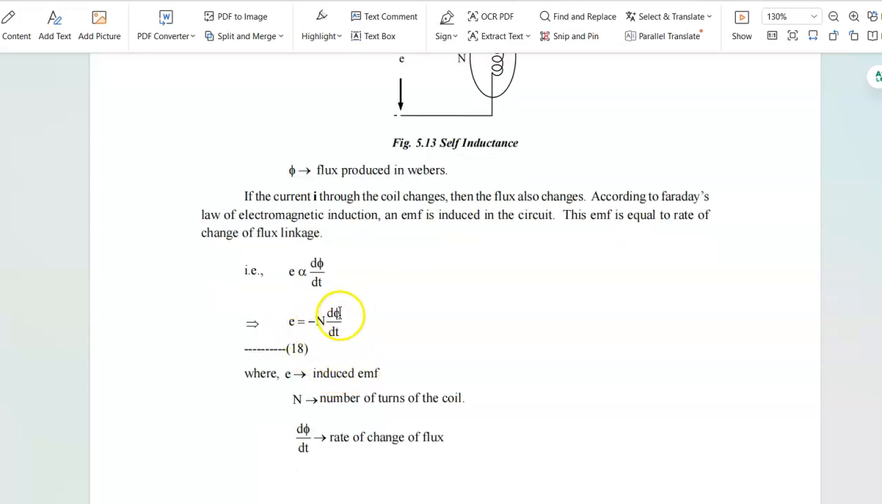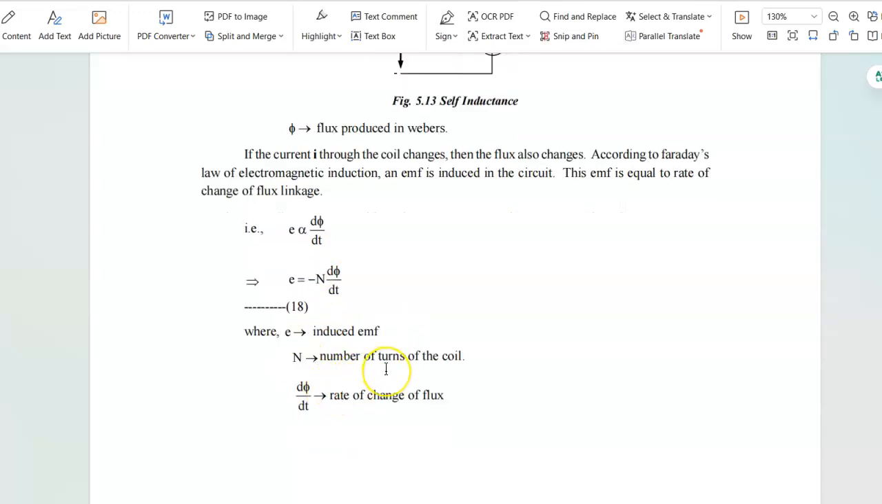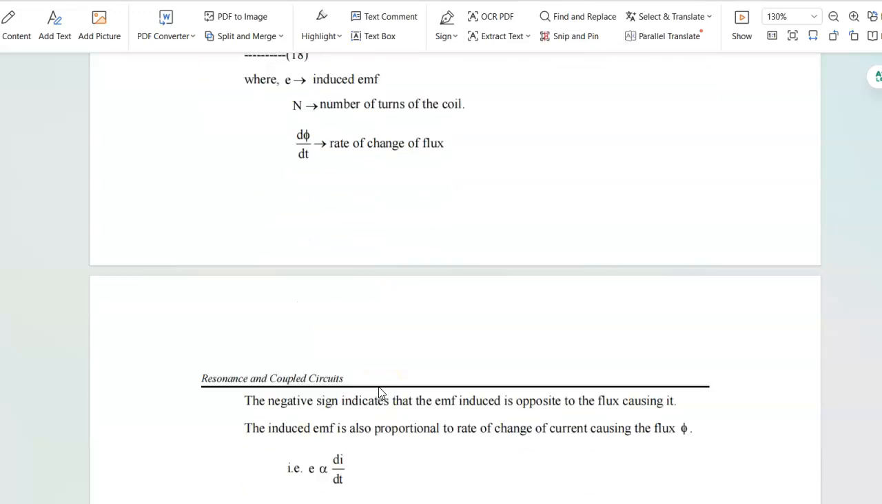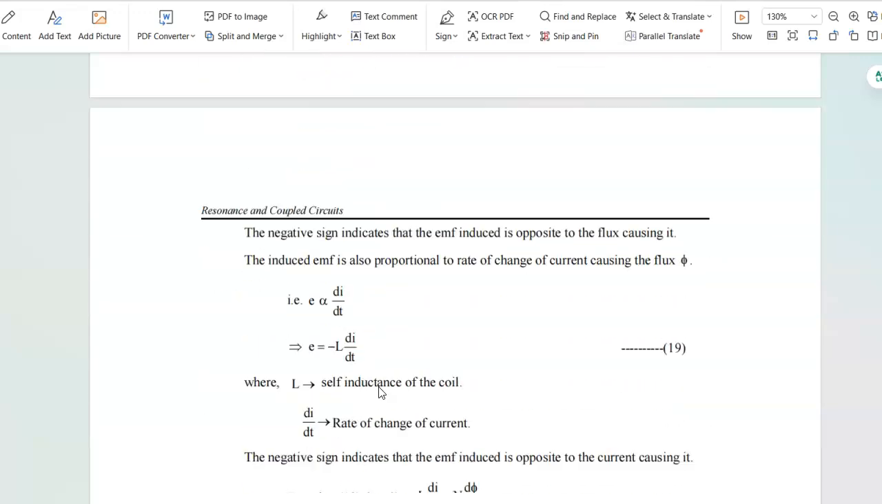The proportionality constant here is N, the number of turns. E is equal to minus N d phi by dt. This minus denotes Lenz's law. Here E is the induced EMF, N is the number of turns of the coil and d phi by dt is the rate of change of flux. So this is all about self-inductance.